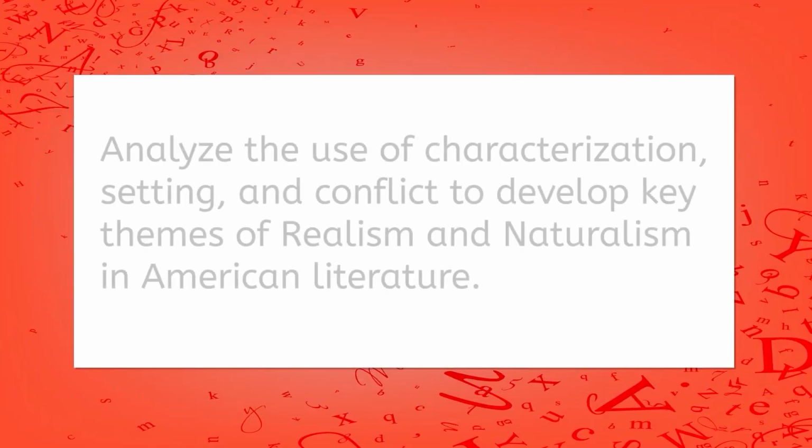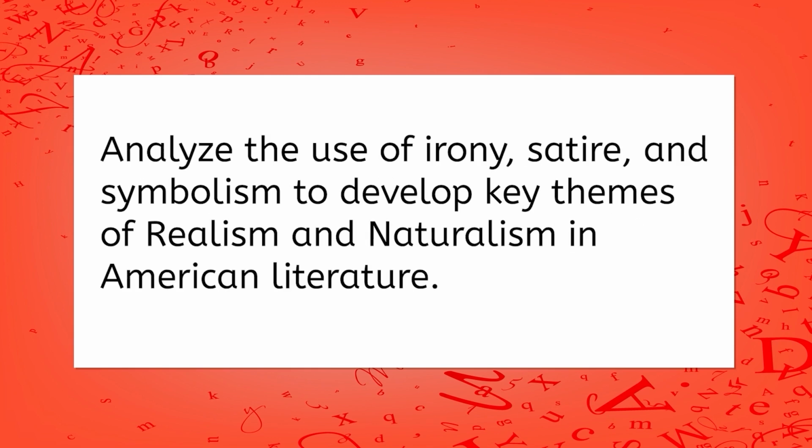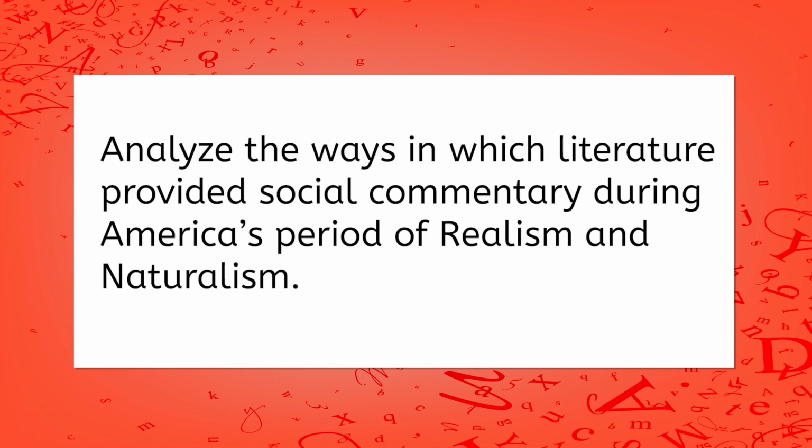Prompt number 1. Analyze the use of characterization, setting, and conflict to develop key themes of realism and naturalism in American literature. Prompt number 2. Analyze the use of irony, satire, and symbolism to develop key themes of realism and naturalism in American literature. And prompt number 3. Analyze the ways in which literature provided social commentary during America's period of realism and naturalism.